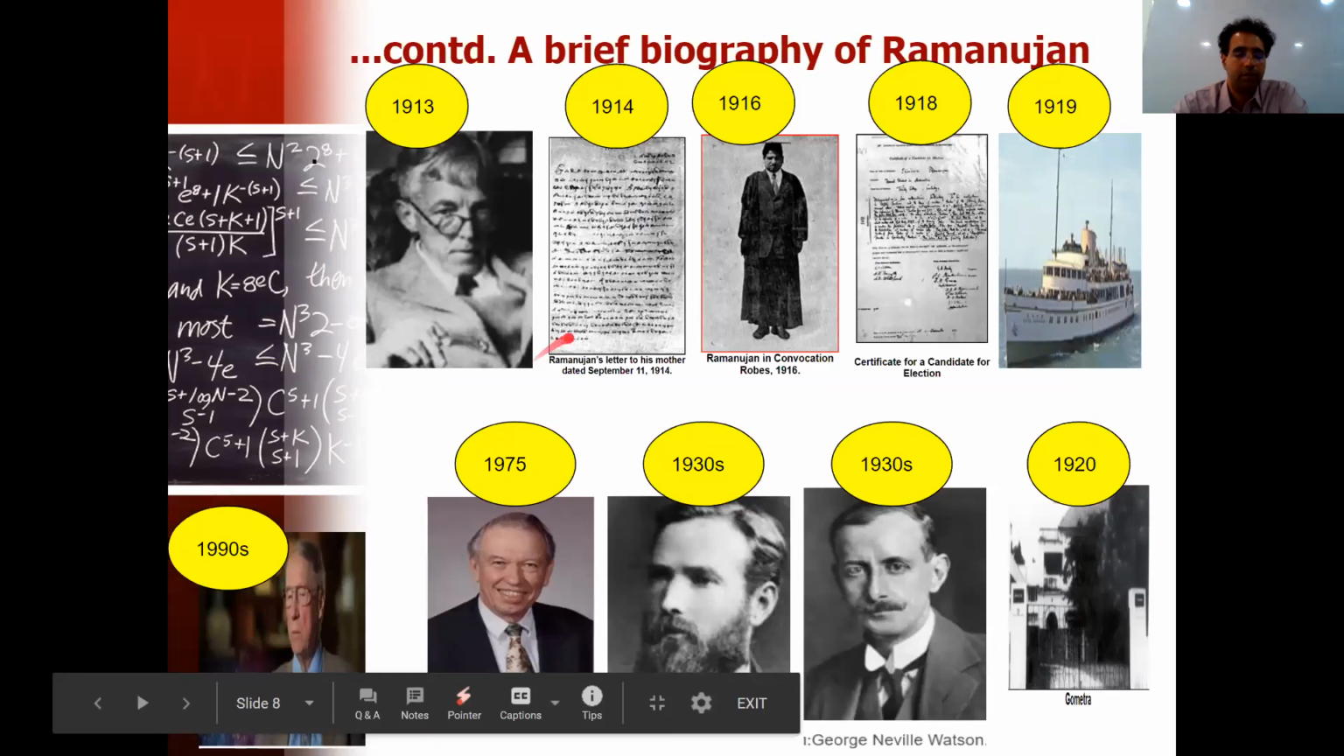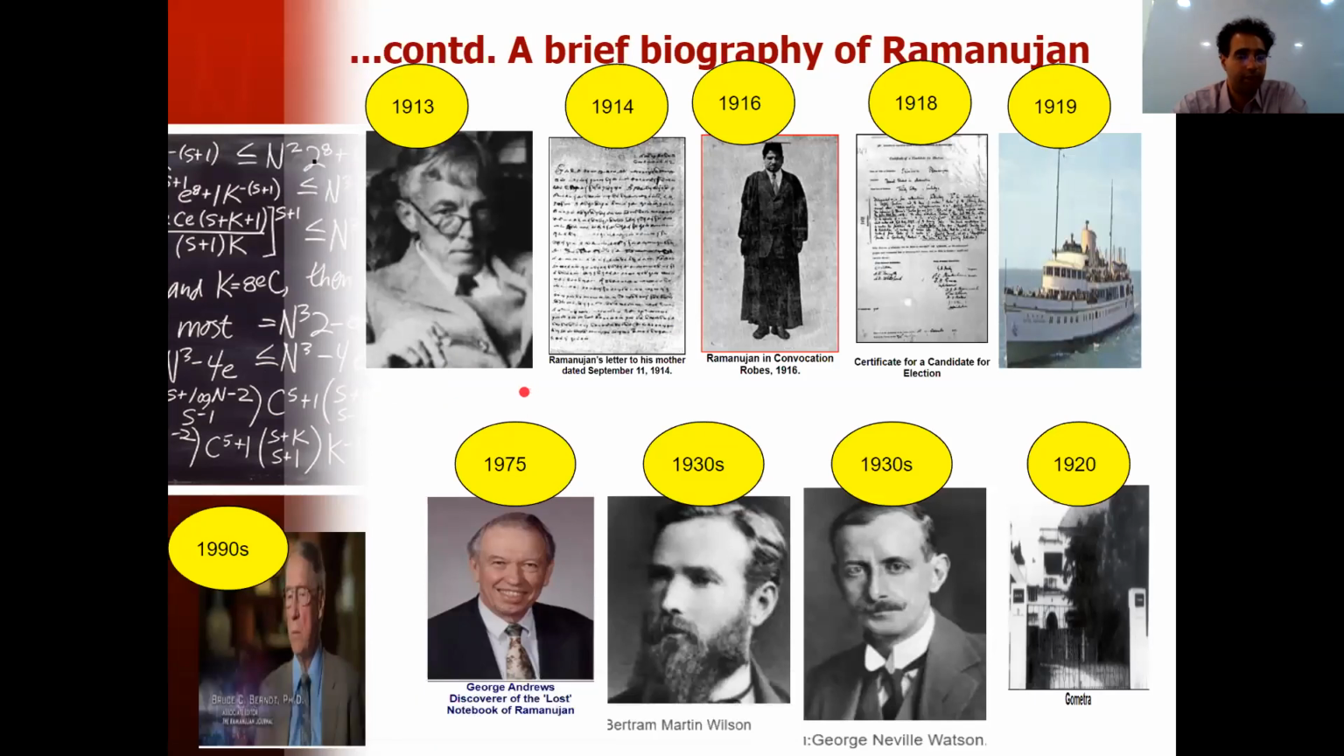And Ramanujan went to London in 1914 because Hardy invited him to come to London to pursue his research. He kept regular correspondence with his mother, and these letters mostly were written in Tamil. When he wrote to his friends in India, he wrote in English.